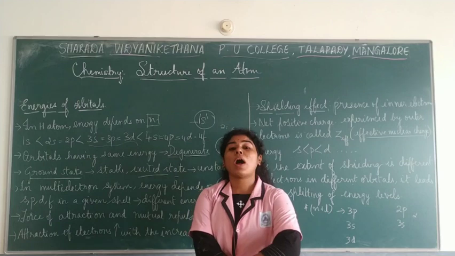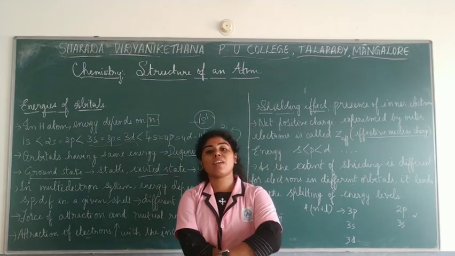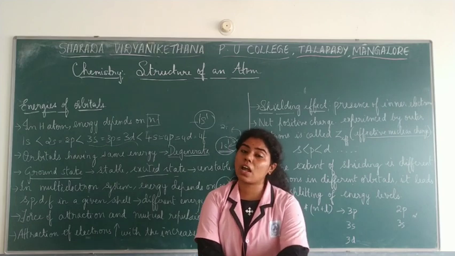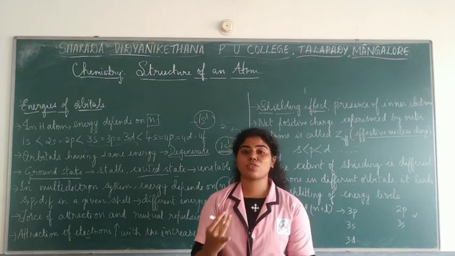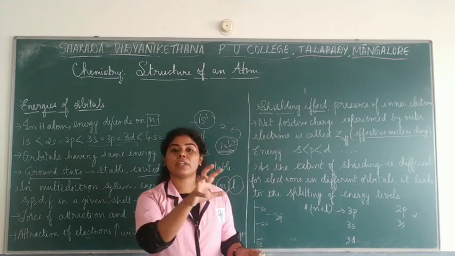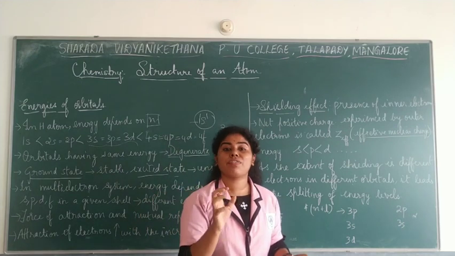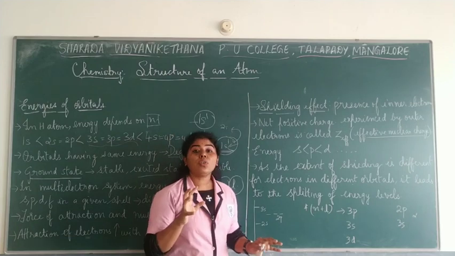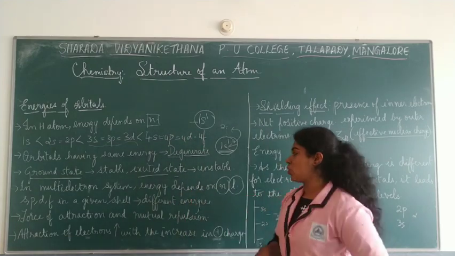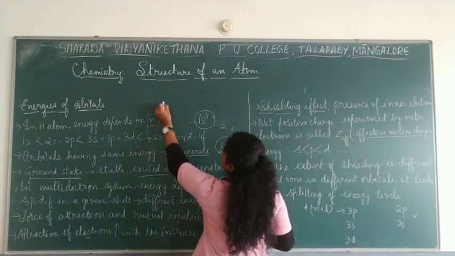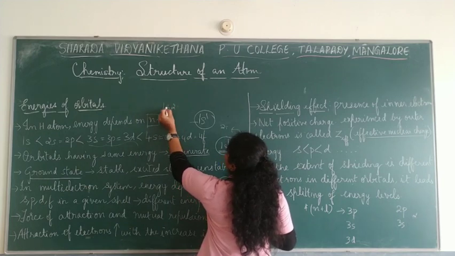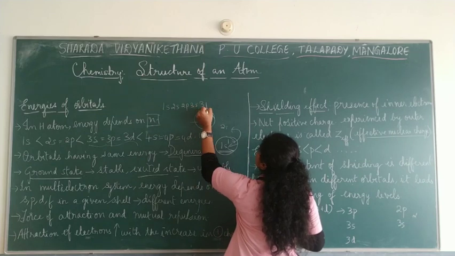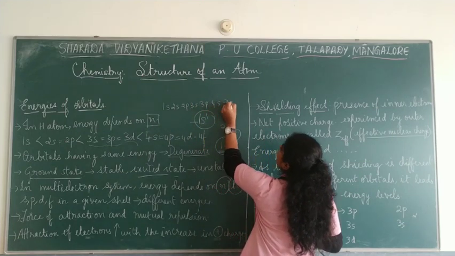Got it? Now, why do these S, P, D, F have different energies? Why should that happen? As I told, in a multi-electron system, there is mainly a force of attraction. This force of attraction is nothing but the effective nuclear charge, right? Now, if you start writing the electronic configuration, 1s2, 2s2, then 2p6, 3s2, 3p6, 4s comes, then 3d comes, right?